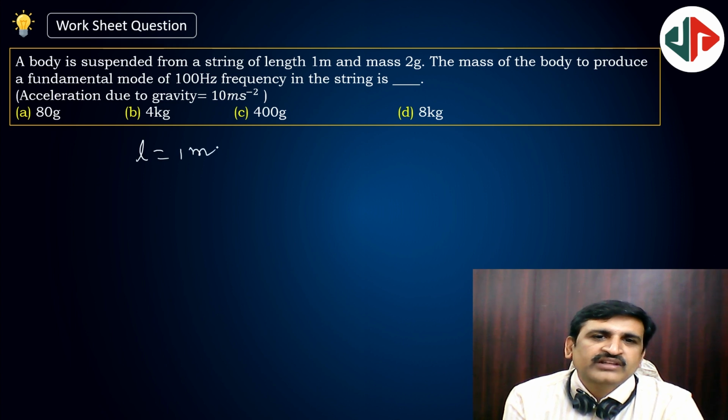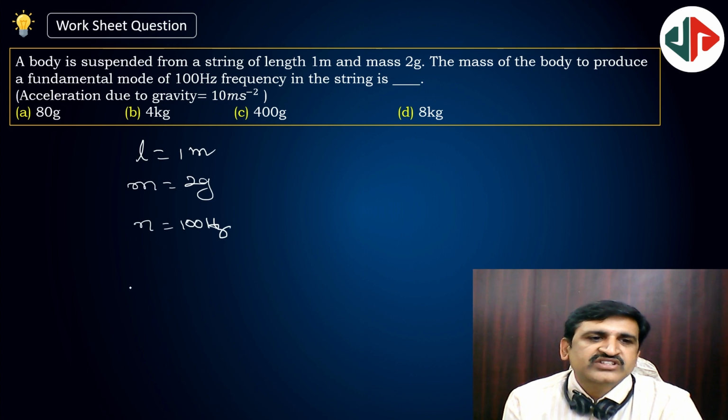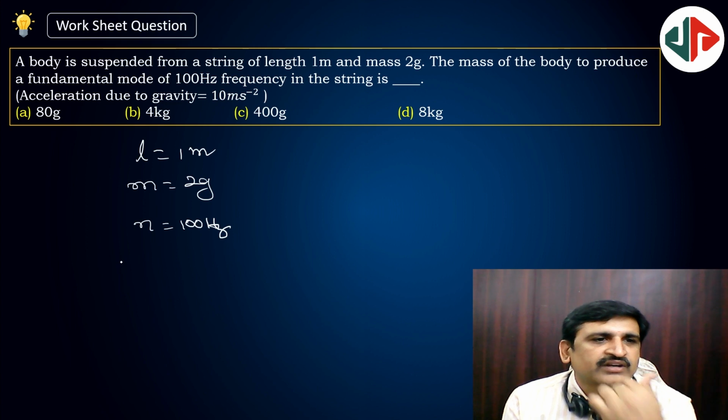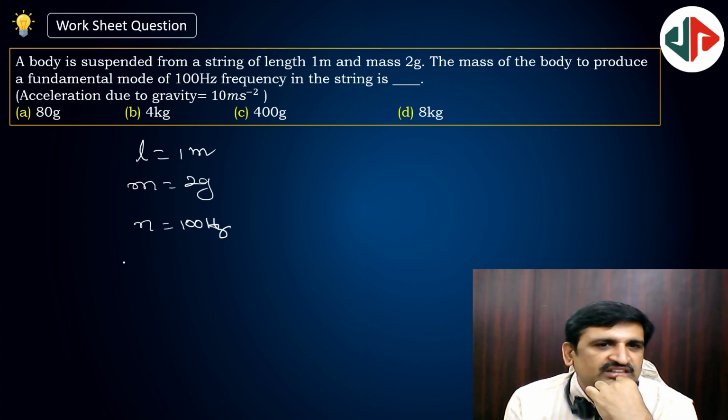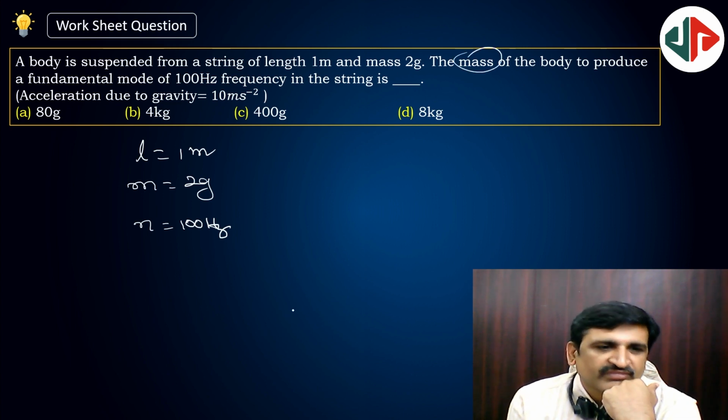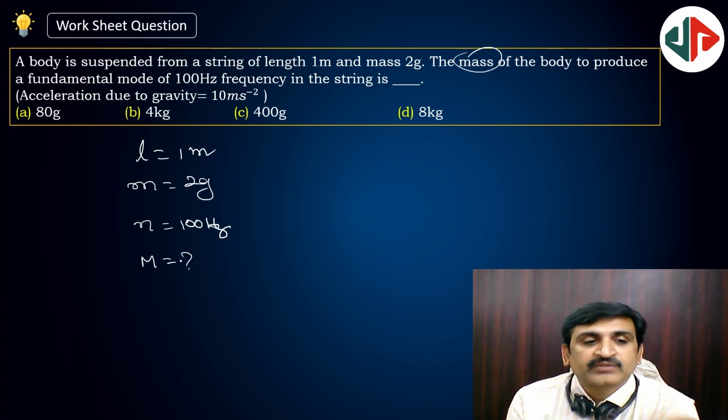So next, a body is suspended from a string of length L equal to 1 meter and mass M equal to 2 gram. The mass of the body to produce a fundamental mode of frequency 100 hertz is what? A body is suspended from the ceiling. Here n is already 100 hertz. He is asking for the mass, the tension mass, not the string mass. If you find the tension, then automatically M will come.